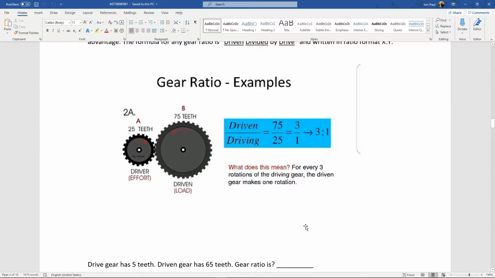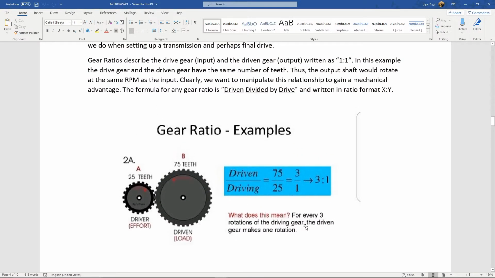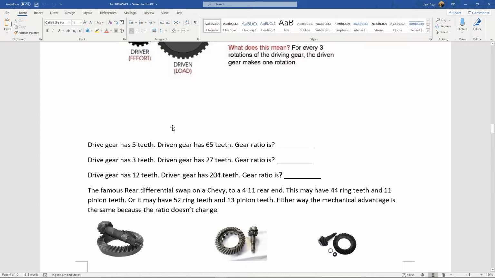But I want you to be thinking about these gear ratios. And then please remember this: driven divided by drive. And then you'll be good. So whip out your calculator. I know you have one on your phone, or you're on a computer or tablet that came equipped with a calculator. So I'm going to give you 3 examples just to make sure you're following along.